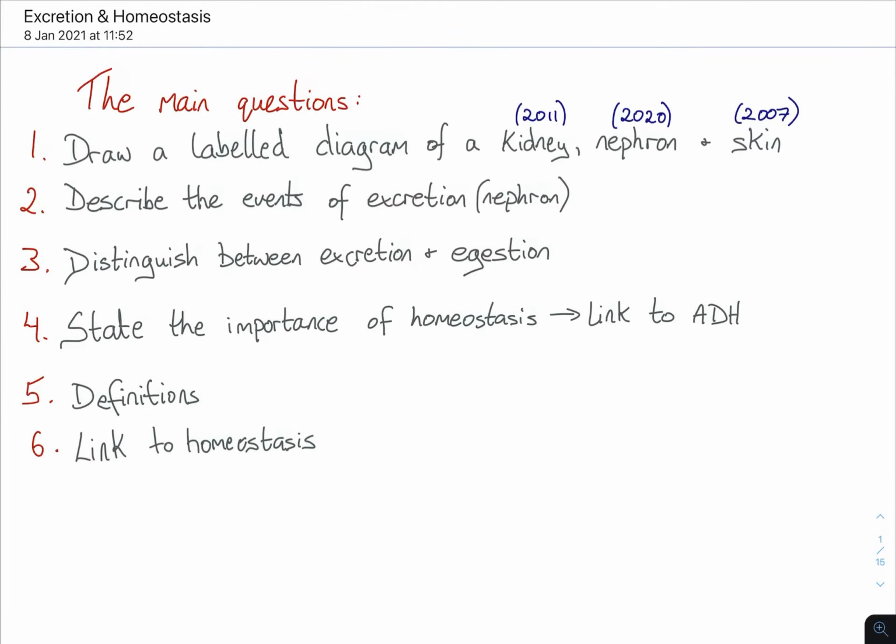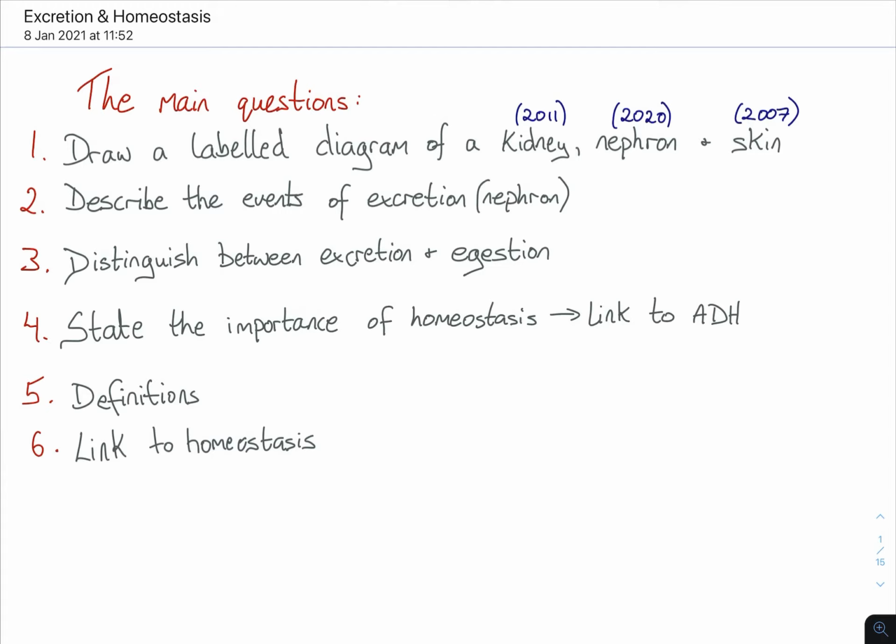Hello everybody, so welcome to Bite Size Biology, and today we are focusing in on excretion. Now with excretion we also cover homeostasis because they kind of go hand in hand. The main questions that you're going to be asked are to draw and label diagrams of either the kidney, the nephron or the skin, to describe the effects of excretion, that's throughout the nephron itself, to distinguish between excretion and egestion, to state the importance of homeostasis, to obviously link that to ADH, the hormone.